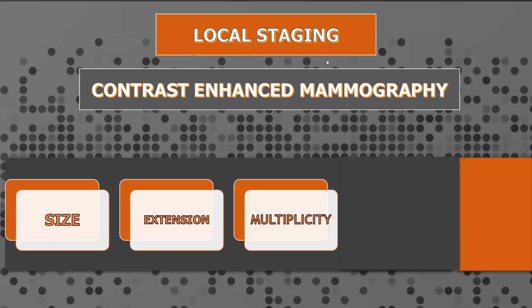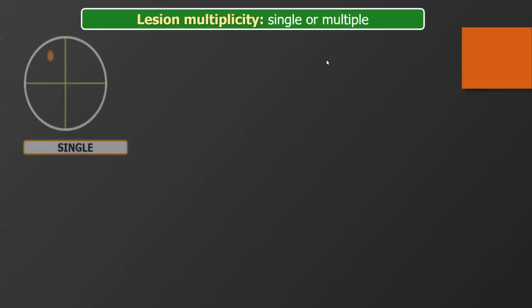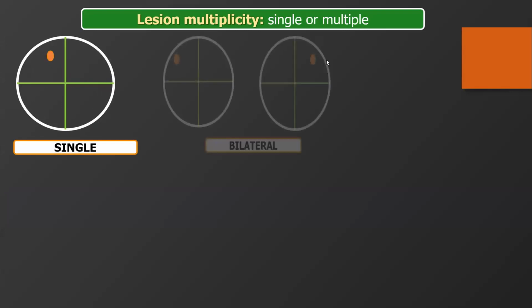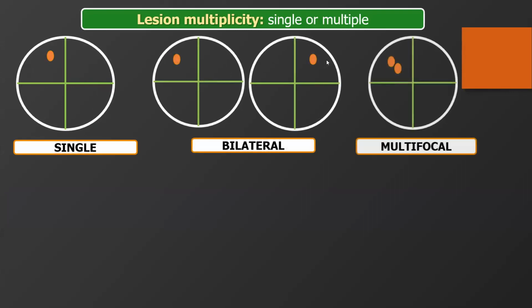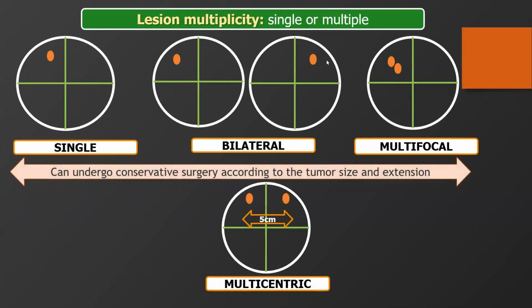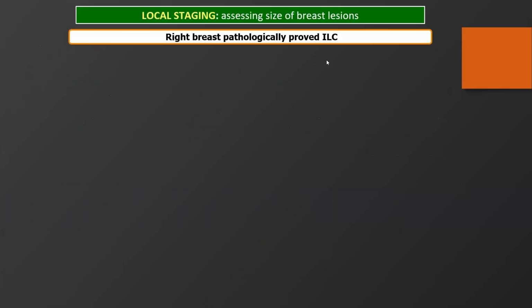Yes. And now we move to assessing the lesion multiplicity. And when speaking of multiplicity, you can classify lesions into single lesions, bilateral lesions, multifocal lesions in the same quadrant, or multicentric lesions in two different quadrants or more than 5 centimeters apart. And for the single, bilateral, and multifocal lesions, the patient can undergo conservative surgery according to the tumor size and extension. But for multicentric disease, the patient only takes a chance or must.